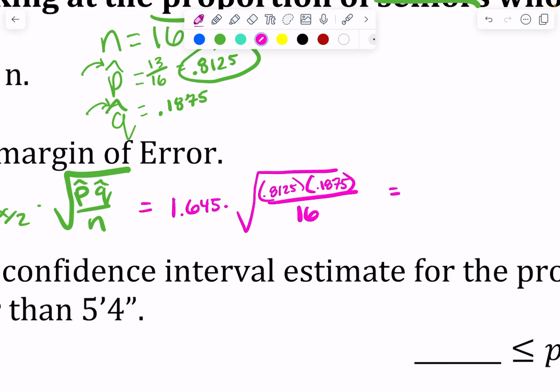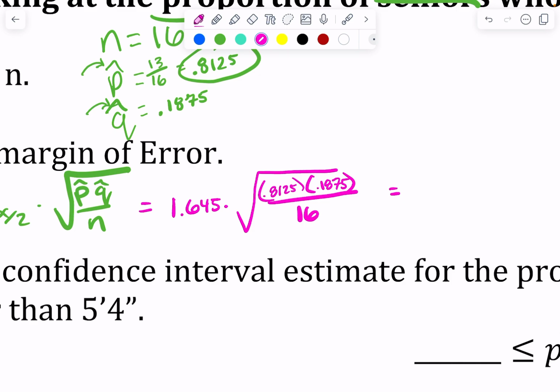0.8125 times 0.1875 divided by 16. I have my dumb calculator again. I forgot to grab my other one. And I've got a helper. She's sleeping, so if you hear her snoring, that's the deal. And then times 1.645.